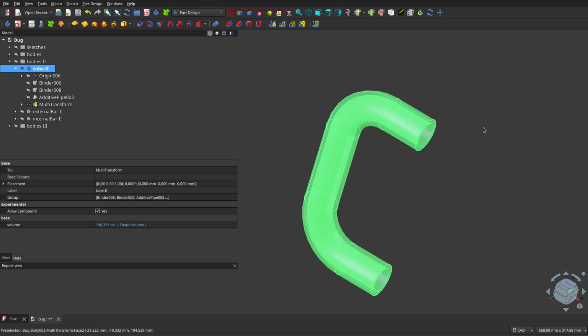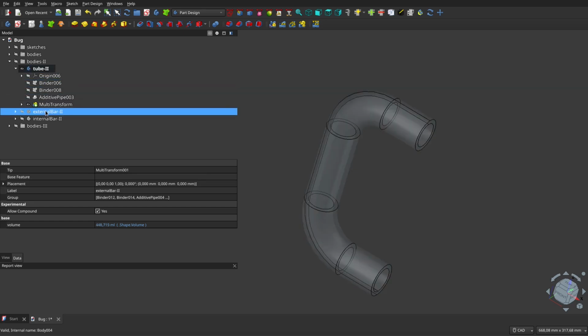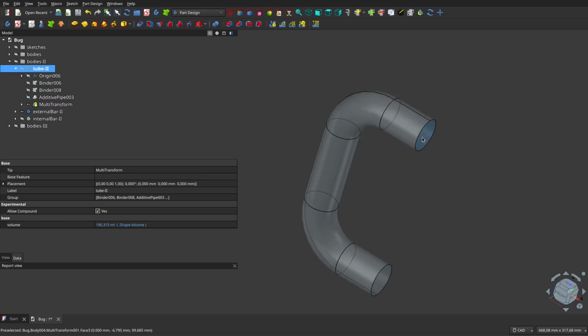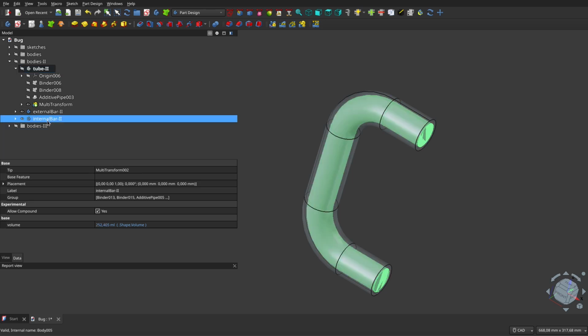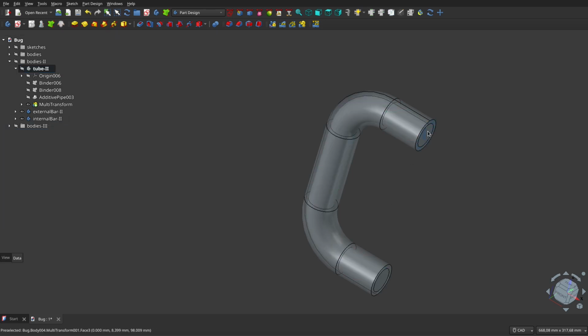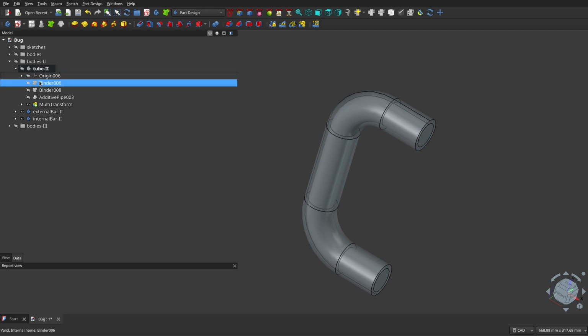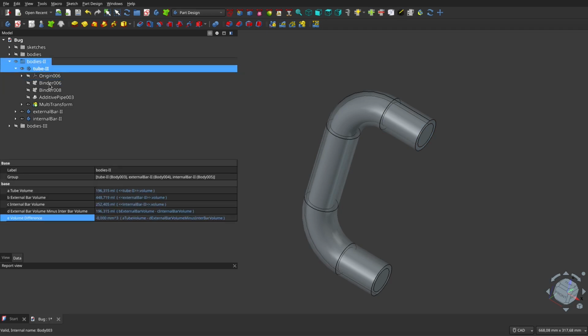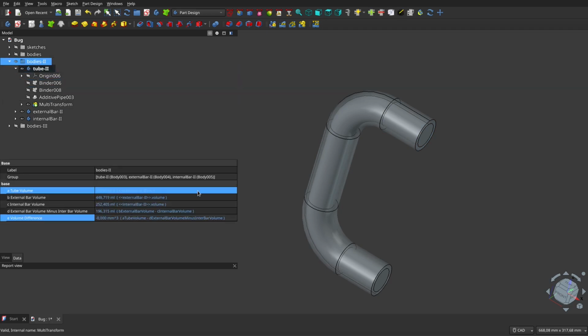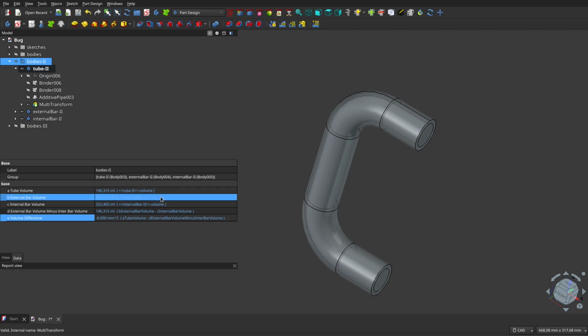Great! Again, I can calculate this volume by subtracting the inner bar's volume from the outer bar's volume. And look, the result matches perfectly. Here, I show the volume of the tube, the volume of the outer bar, and the volume of the inner bar. When I take the difference, it matches completely. That's why the difference between these two volumes is 0.